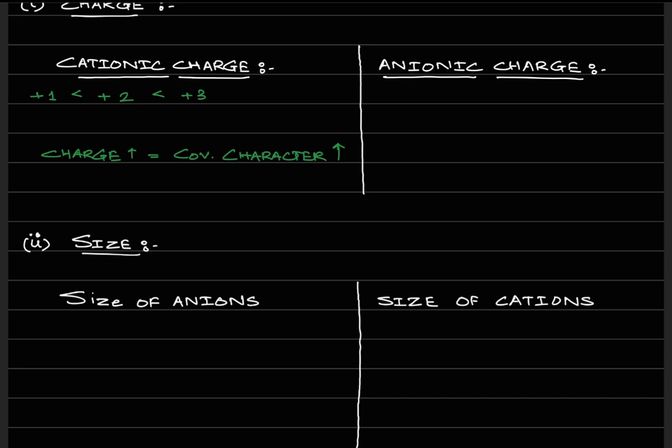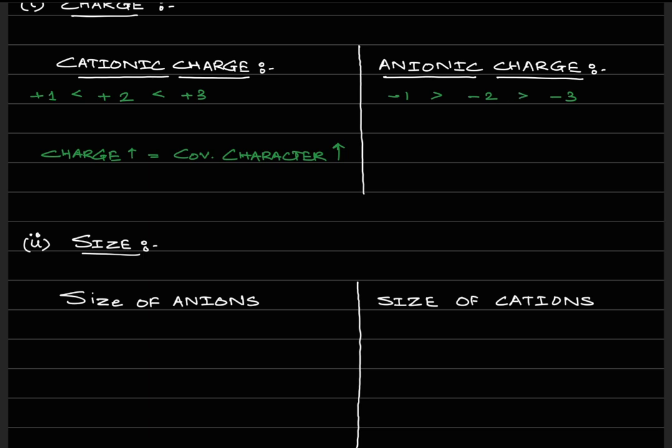Now let's talk about anions. In anions, let's say I have -1, -2, and -3. Now understand, the more the negative charge, the weaker is the nucleus. If the negative charge is more, that means more electrons are accepted, so the power of the nucleus is becoming less. So in case of anionic charges, who would have the maximum strength of the nucleus? Obviously -1 would be greater than -2, and that would be greater than -3.